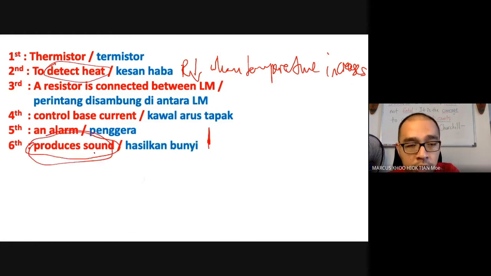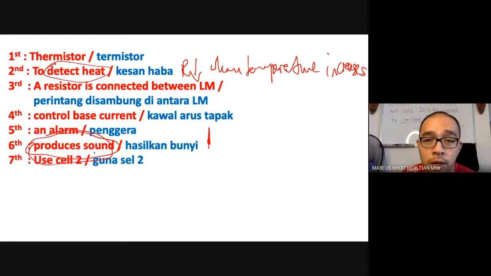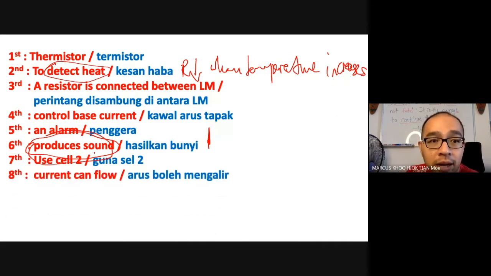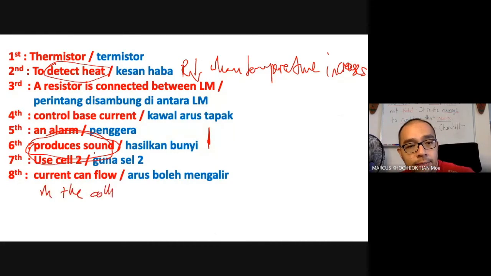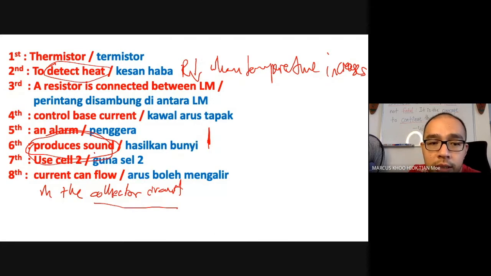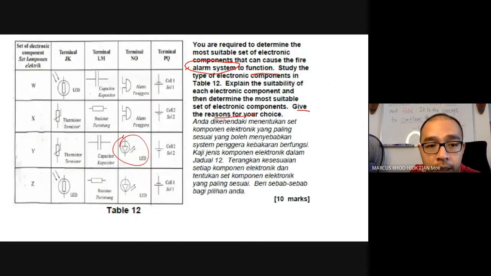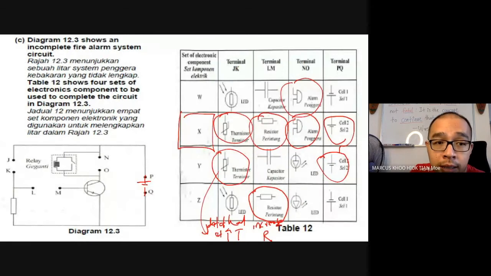Okay, all right, Shim's answer is use cell 2, and her answer, she said, is forward bias. My question is, are you sure it's forward bias? The standard answer for this is so that current can flow in the collector circuit. This is what I would want to see. Current can flow in the collector circuit, and of course, this is actually reverse bias.